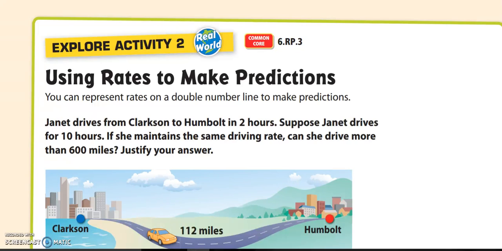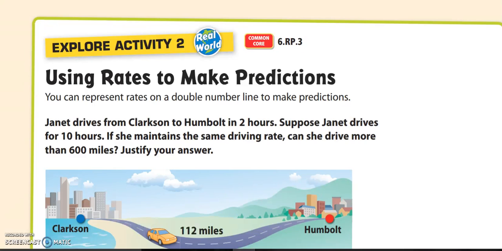We are on lesson 6.3, page 163, Explore Activity 2, using rates to make predictions. You can represent rates on a double number line to make predictions. Janet drives from Clarkston to Humboldt in 2 hours, so suppose Janet drives for 10 hours. If she maintains the same driving rate, can she drive more than 600 miles?